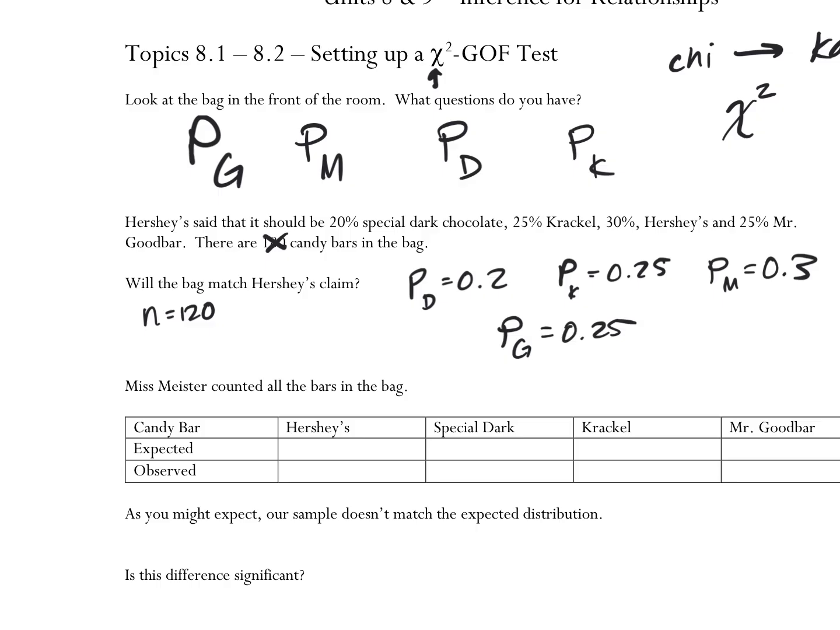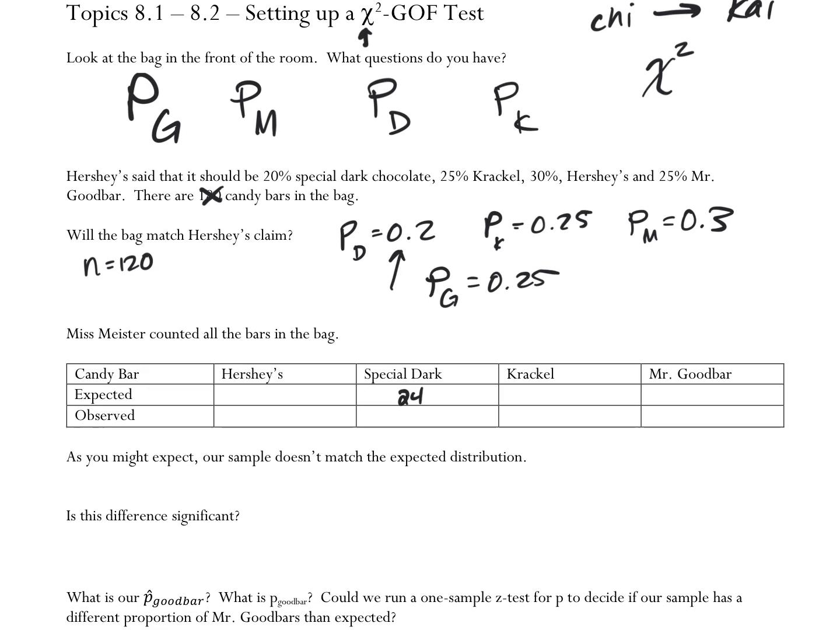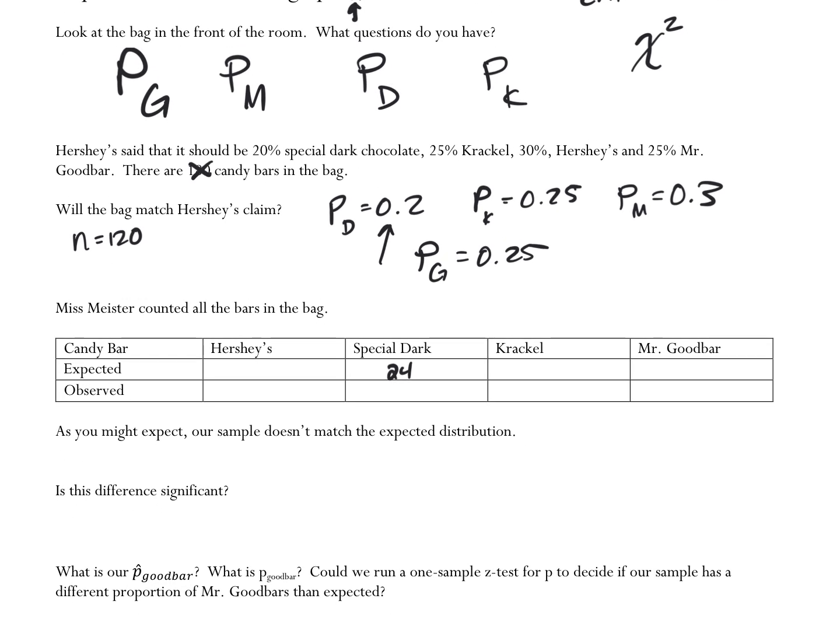So, Hershey's made this claim. My question is, how many of each would you expect? We multiply 120 by each of the percentages, yeah? So can somebody help me out for the dark chocolate? What is 120 times 0.2? And I can do the crackle and the Mr. Good bars because that's a quarter. So 30. So I'm guessing the other one is 36, I would guess. Yeah.